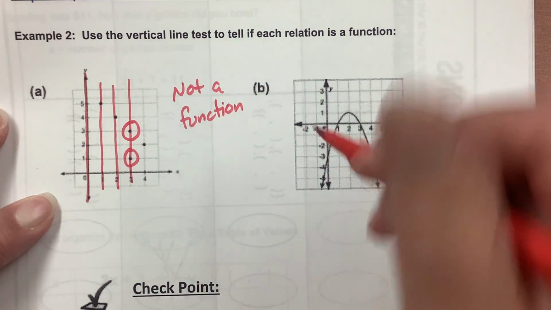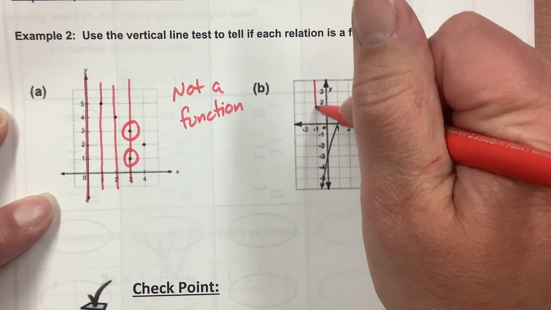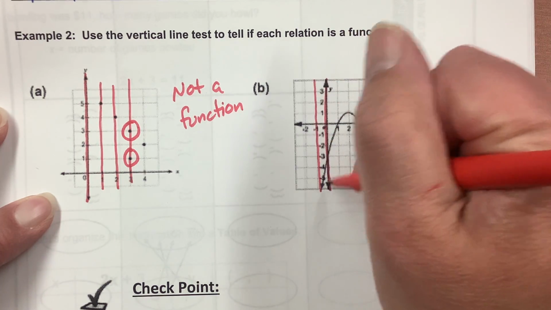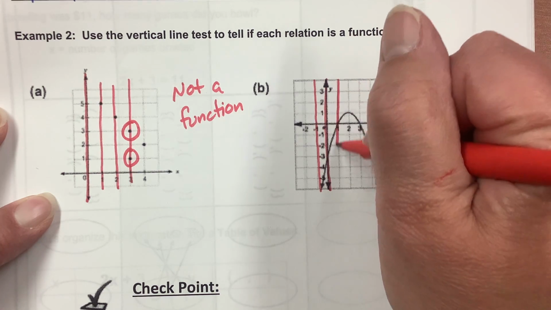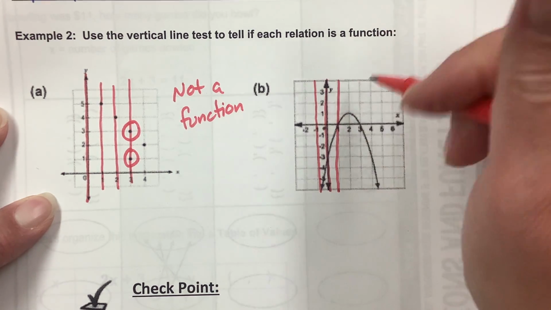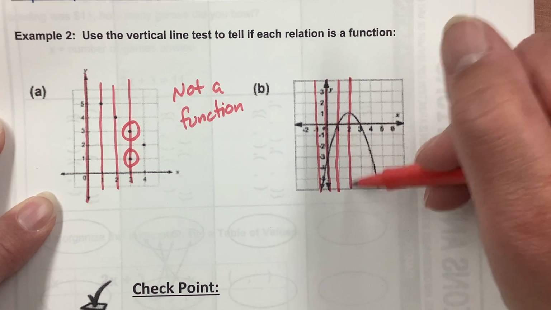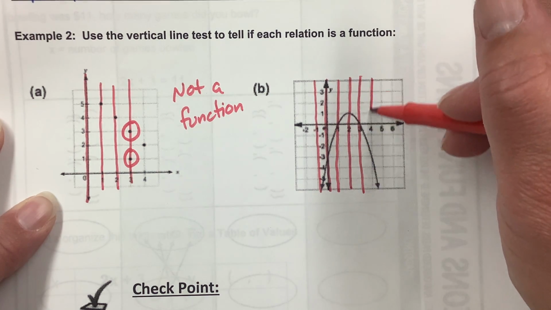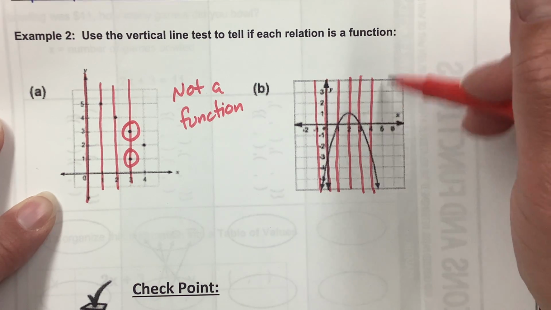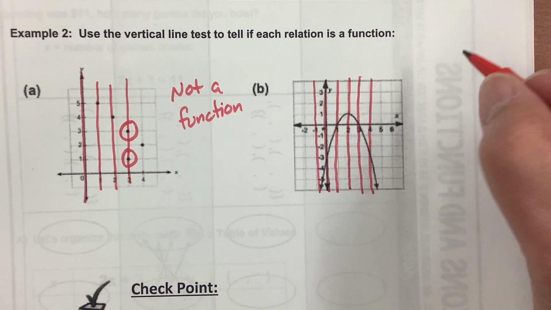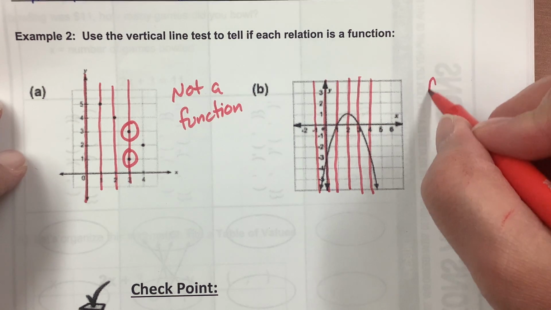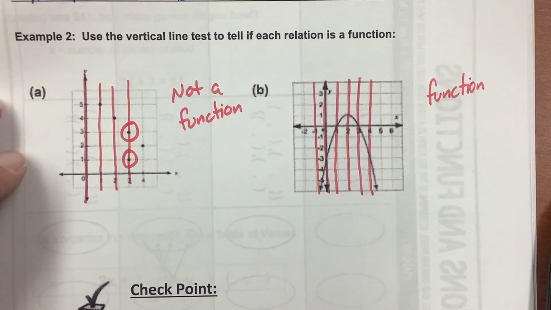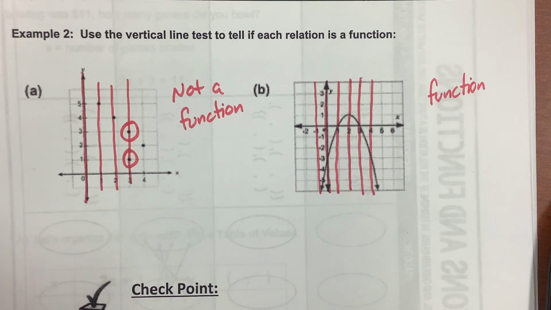And now I'm going to do it here. Well, I'm going to draw some lines. Here we go. This first line intersects it once, intersects once, intersects once, intersects once, intersects once, intersects once, and doesn't intersect anything. Okay, so this one is a function. This is a function because the vertical lines only intersect the graph once.